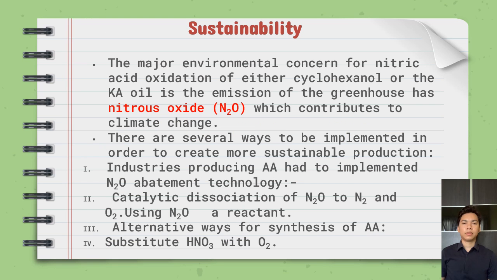Now I will talk about the sustainability of the process and the production of adipic acid. The major environmental concern in the production of adipic acid is the emission of the greenhouse gas nitrous oxide, which contributes to climate change. There are several ways to be implemented in order to create more sustainable production. First of all, the industries that produce adipic acid have to implement N2O abatement technology. There are two methods of doing it. Firstly, the catalytic dissociation of N2O to N2 and O2. Secondly, using N2O as a reactant.